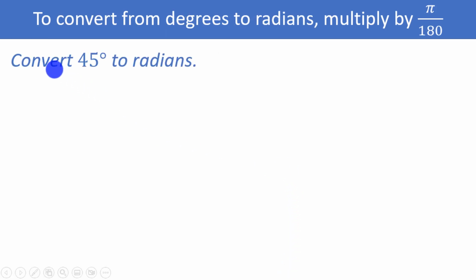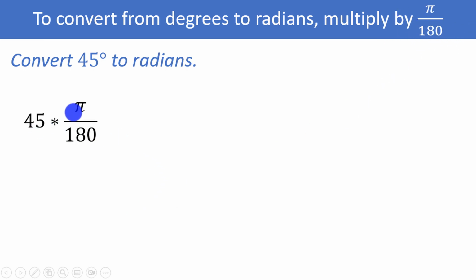Let's look at some problems going the other way around, converting from degrees to radians. So if we want to convert 45 degrees to radians, the first thing I remember is that radians typically include pi, or are expressed in terms of pi. So we're going to want to introduce pi into our expression. So we multiply by pi. And then we can't forget to divide by 180.